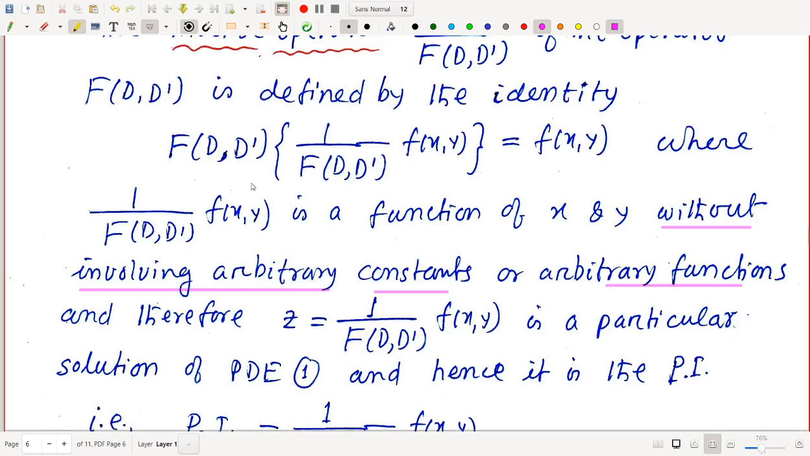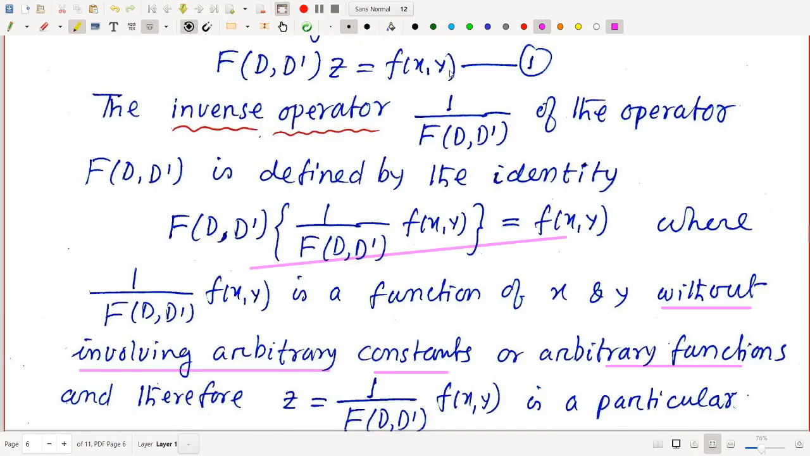And this line says that it is exactly similar to number 1, only z is replaced by what? By 1/f(D, D') f(x,y).